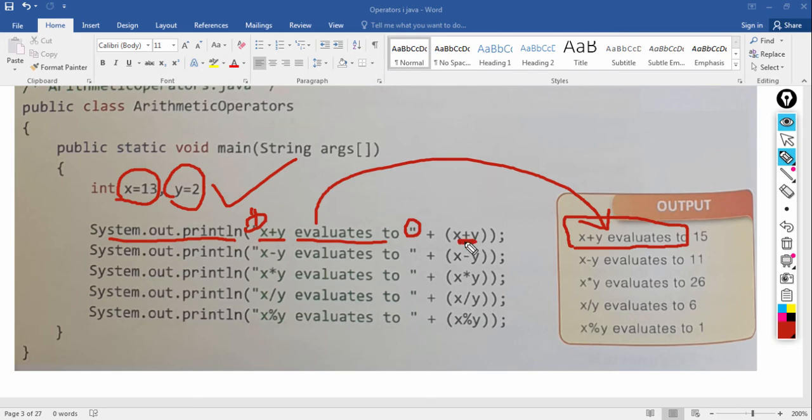Now x plus y here is not enclosed within double quotes. That means x will be taken as the variable x and y will be taken as the variable y. And what is the x variable holding? It is holding 13. And what is the y variable holding? It is holding 2, right? So 13 plus 2 will be 15. So a very simple program, nothing much to explain here. Let's move on.